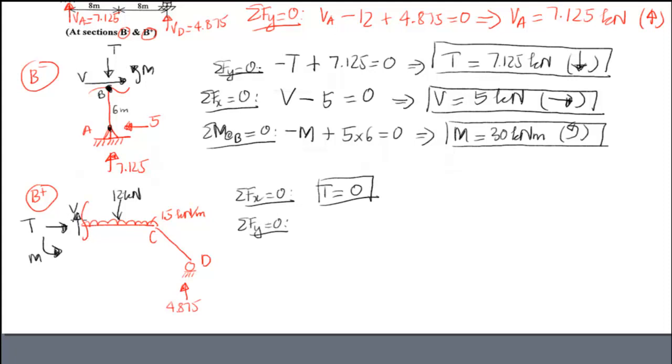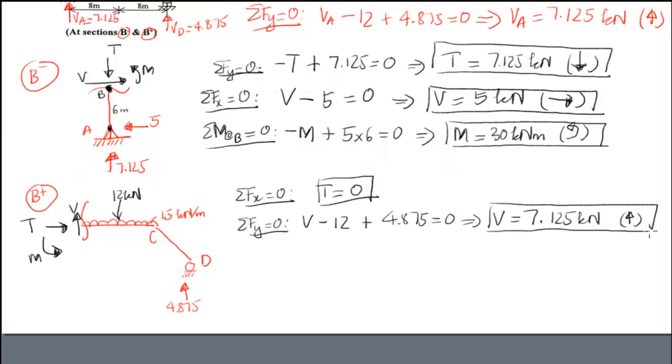So we have V positive because upward, and then negative 12 because 12 goes down, and positive 4.875 because this is going up, equal to 0. And therefore we solve for V equal to 7.125 kilonewton, and this is a positive value, so V upward. Okay, so that's another V for this structure.